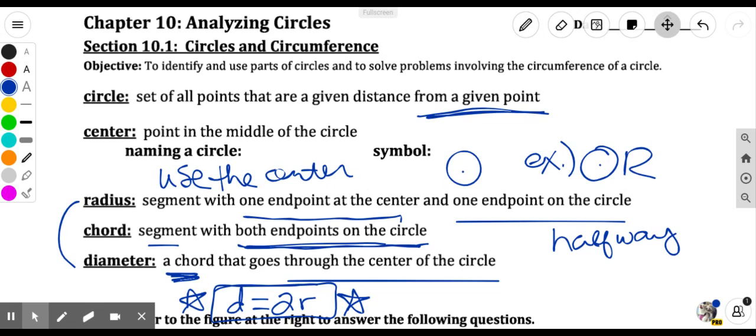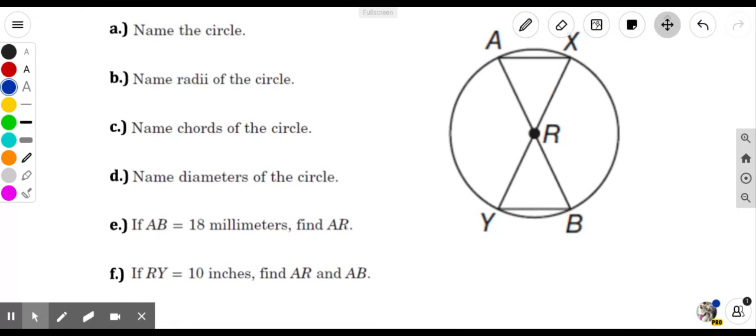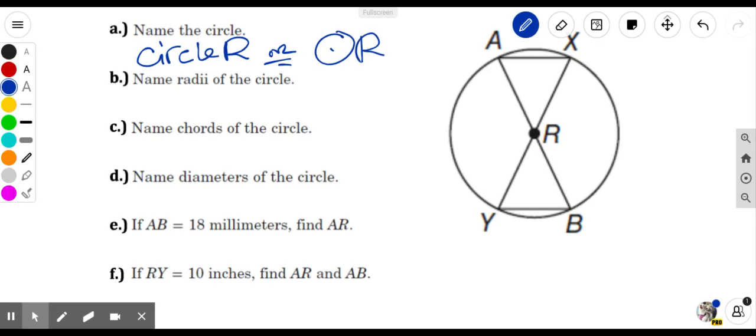Okay, so I'm just going to do a couple quick examples in this picture down here. If we are going to name this circle, I already did that up above, but you would either write the word circle and say capital R, or we could do the symbol for circle and a capital R. Either way, it's a capital R because it's a point, so we want to make sure you use the right notation. Okay, name the radii. So there are actually 4 radii. Radii is the plural of radius. The 4 radii here are these 1, 2, 3, 4. They come from the center and they go to the edge. So one endpoint is at the center, one is on the circle. So that's the definition of a radius.